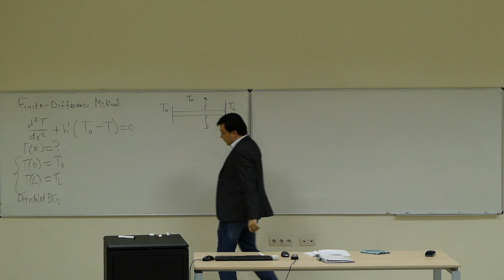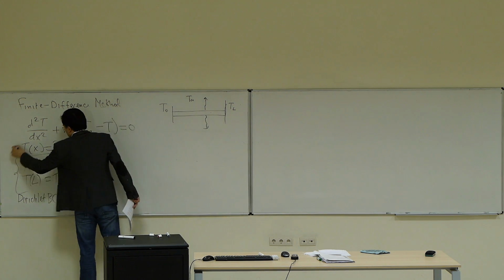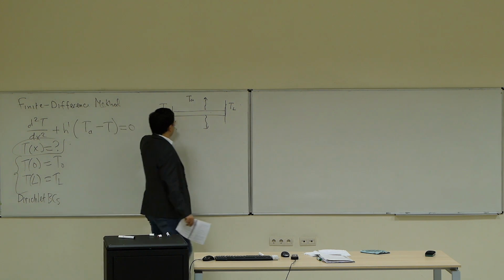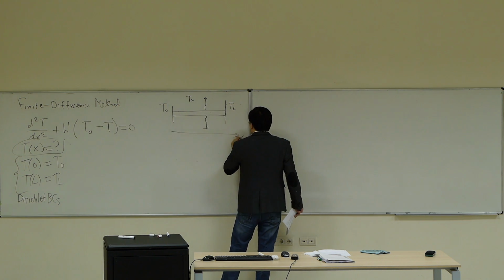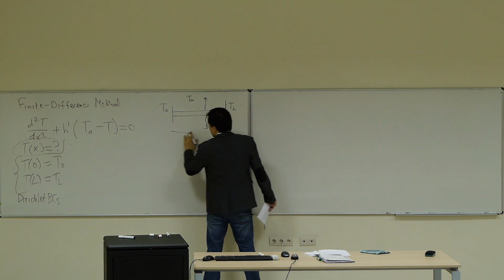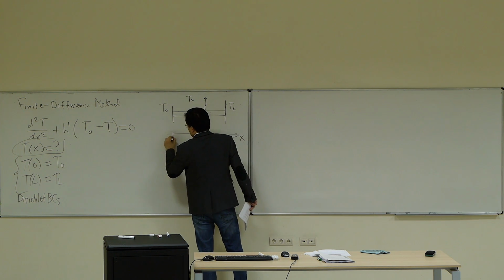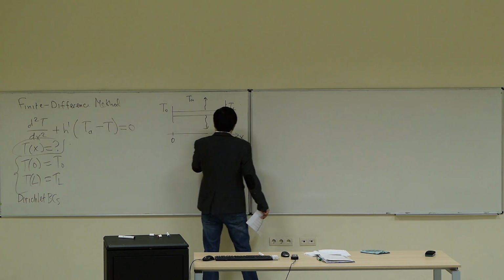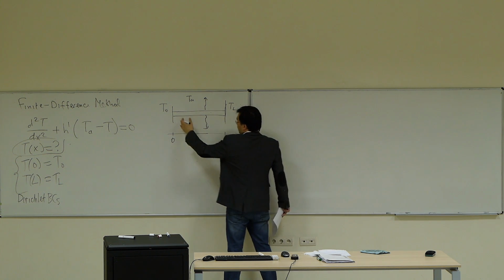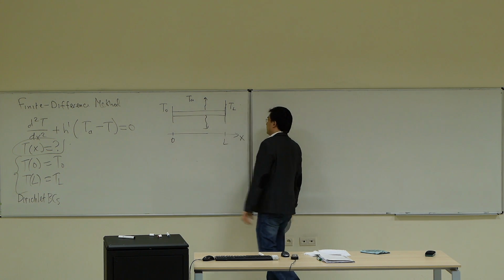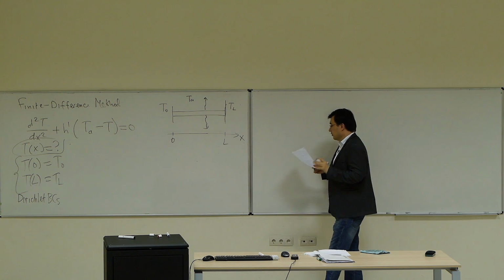So T of x is the value of temperature as a function of the variable x. I introduce my x-axis, so x equal to 0 corresponds to the left border, and x equal to L corresponds to the right border. So T of x is a function that gives me the temperature at every point. Okay, so this is the setup of the problem.